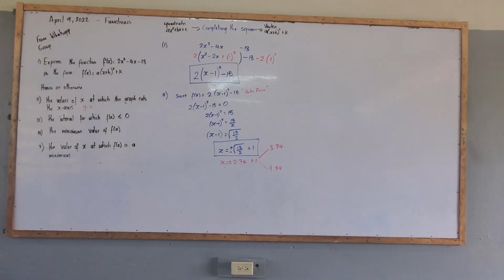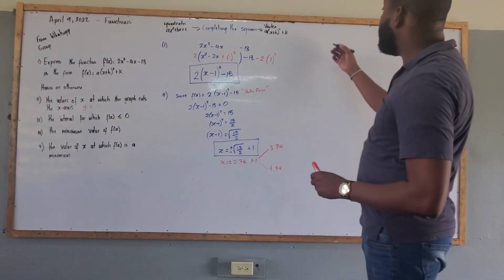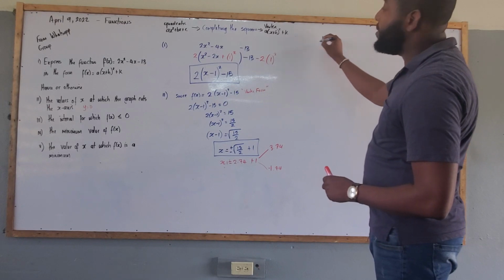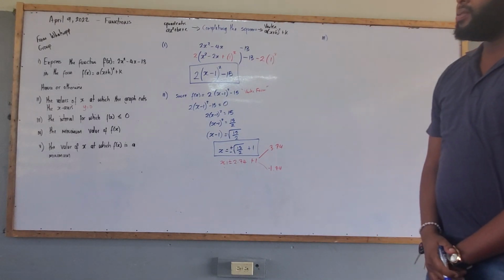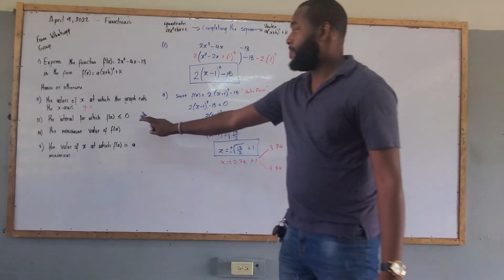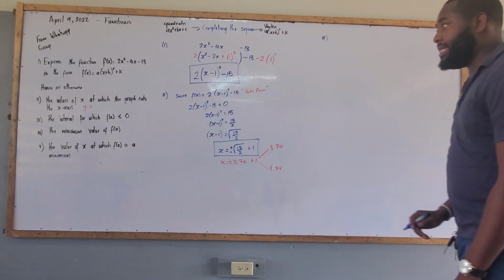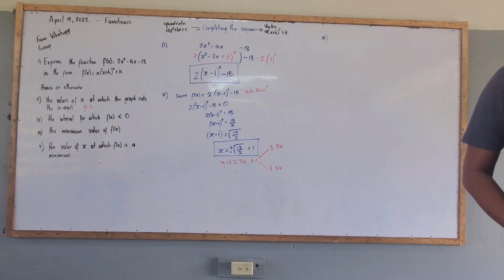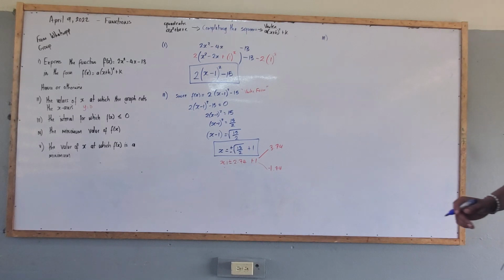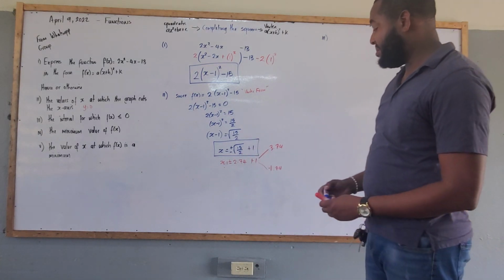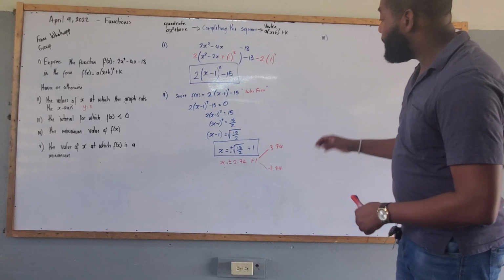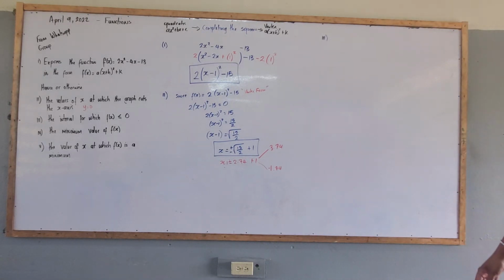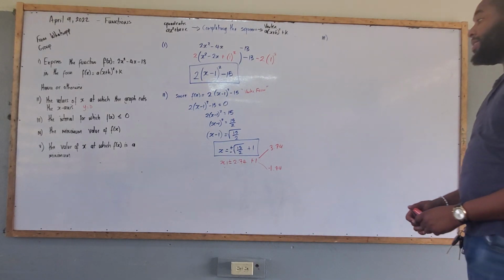Alright, so we're at number 3. Part 3 now says, where is f of x less than 0? Root 30 over 2, then square it, and double that and double that. So the third question says the interval for which f of x is less than or equal to 0.